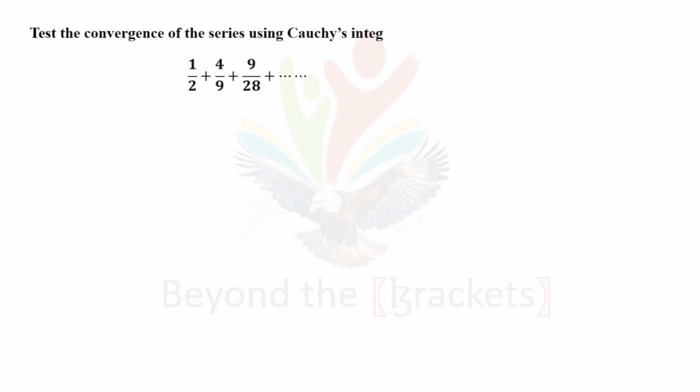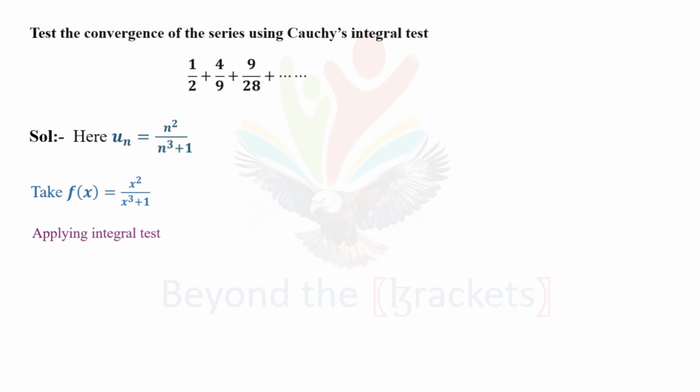Moving on to the last question, this is the infinite series given. The pattern in the numerator follows: the first term is 1, the second term is 4, the third term is 9, which means the nth term will be n square, and the denominator has 2 as the first term, 9 as the second term, 28 as the third term. So the nth term will have n cube plus 1. Consider the function f of x by replacing n with x, we get x square divided by x cube plus 1. To apply the integral test, consider the integral from 1 to infinity of f of x with respect to x, so we get the integral from 1 to infinity of x square by x cube plus 1 with respect to x.